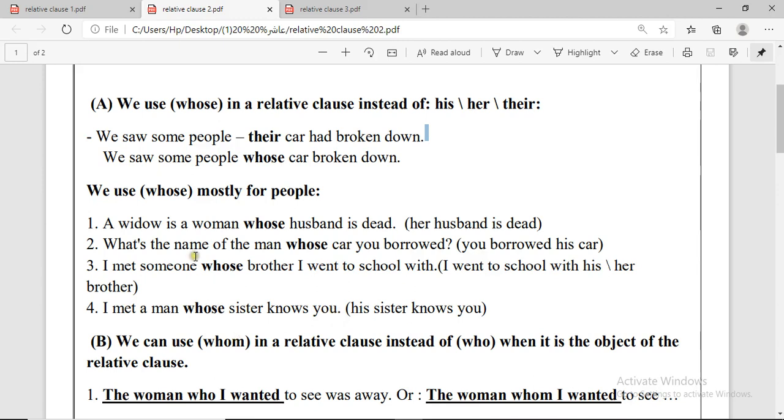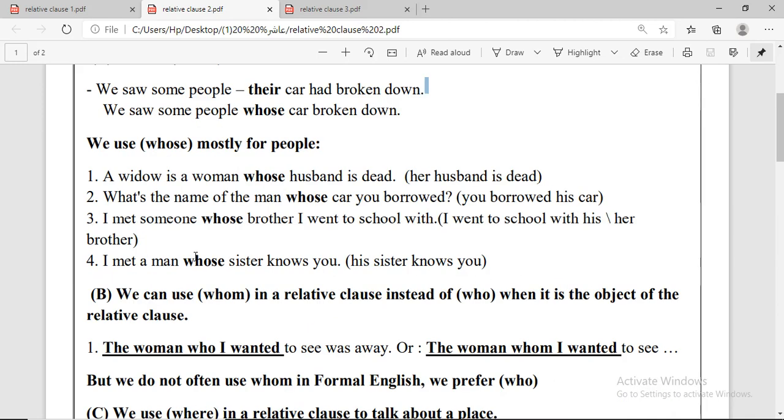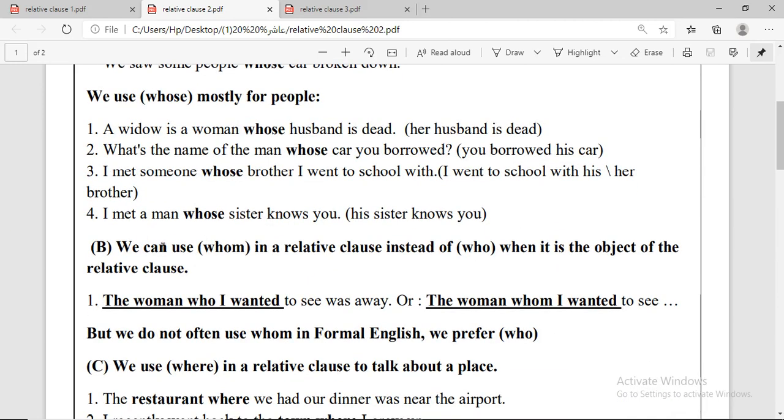Okay, so whose depends on the meaning of the sentence. Another relative pronoun, whom. We can use whom in a relative clause instead of who when it is the object of the relative clause.